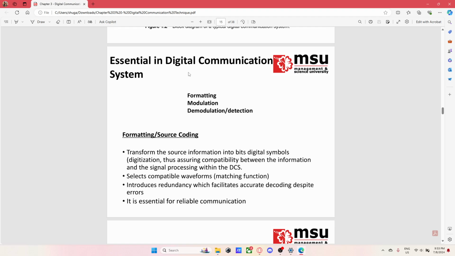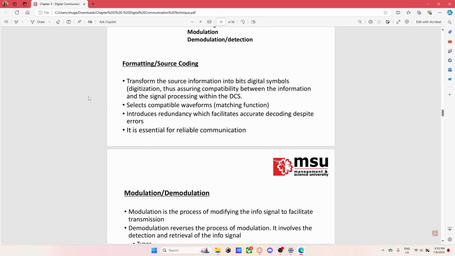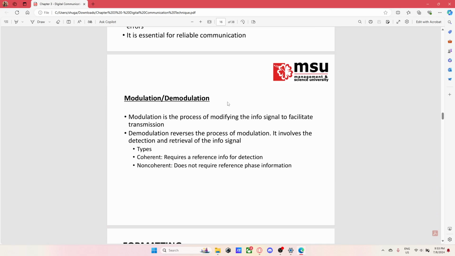So these are the key things that we need to learn for digital communication, which are formatting, modulation, demodulation, and detection. For formatting or source coding, we transform the source information into digital symbols by digitizing, assuring the compatibility between the information and the signal processing within the DCS. It is a way to select compatible waveforms and introduce redundancy, which facilitates accurate decoding despite errors. And it is also essential for reliable communication.